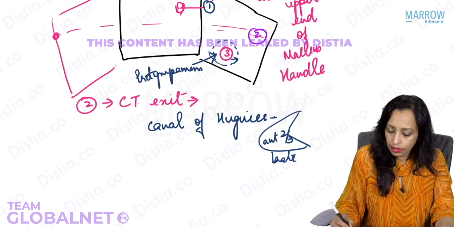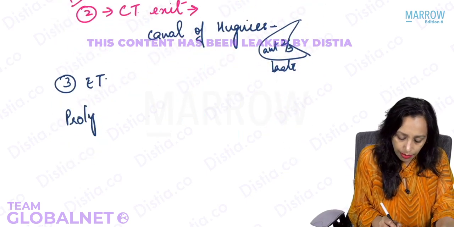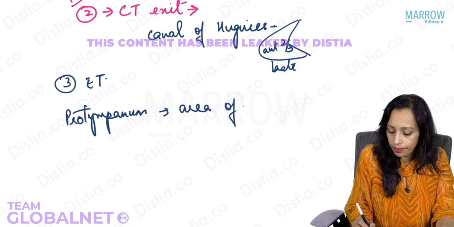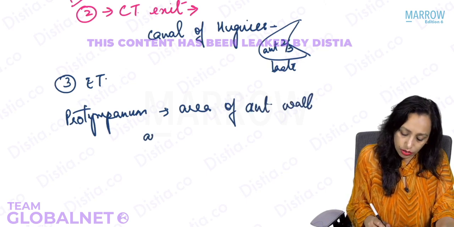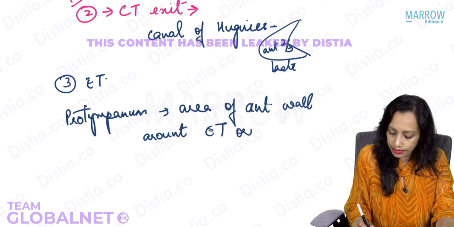Protympanum. So what is protympanum? Protympanum is the area of the anterior wall around the eustachian tube orifice.